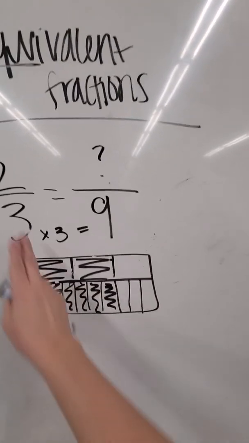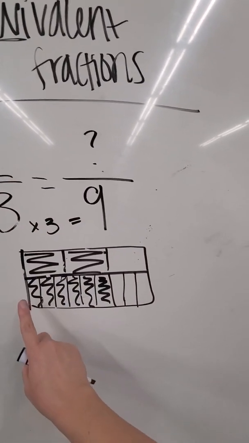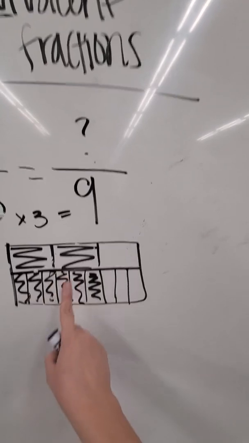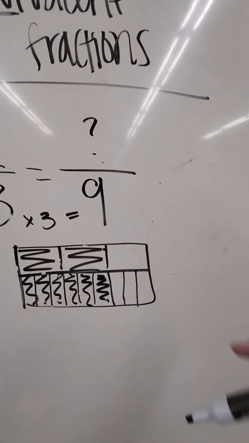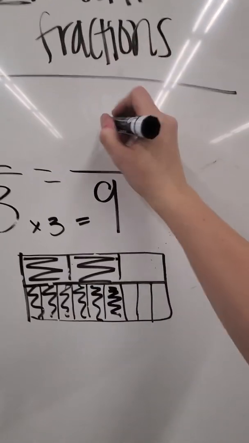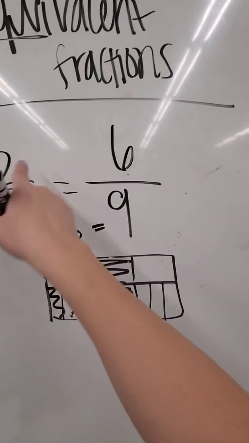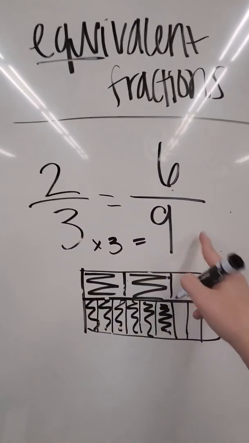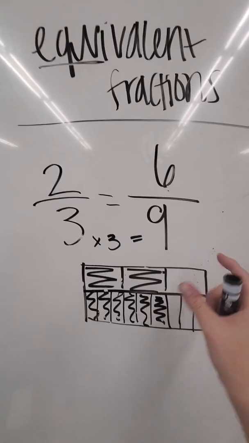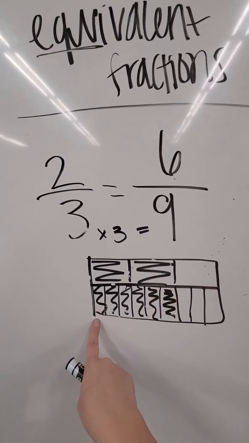So I know that 2/3 is equivalent to 1, 2, 3, 4, 5, 6 pieces. So if I put 6 up here, 6 ninths. So I know 2/3 is actually the same thing as 6 ninths. These ninths are just cut into smaller pieces.